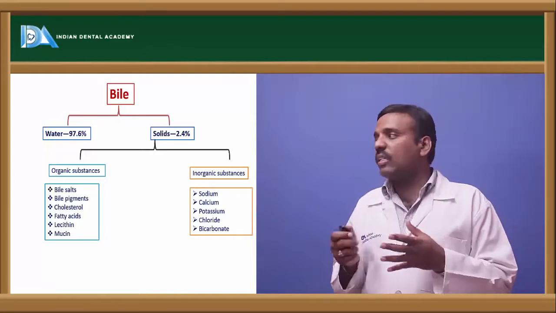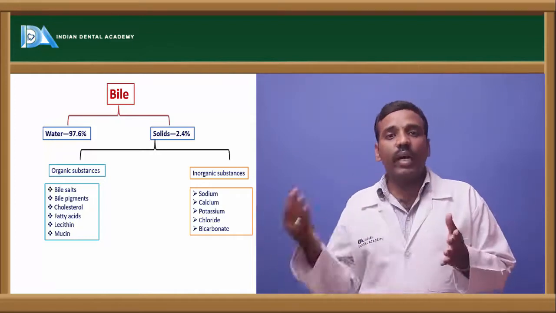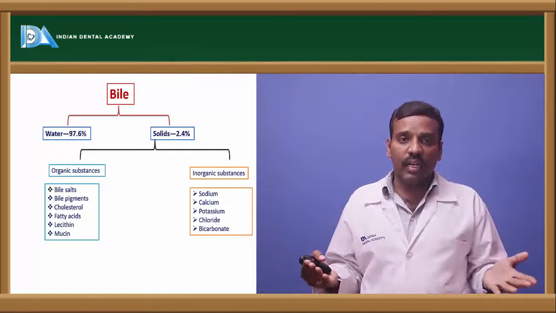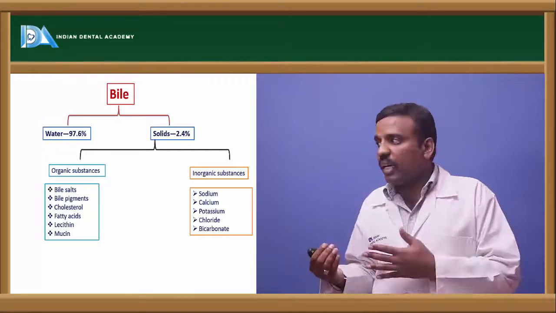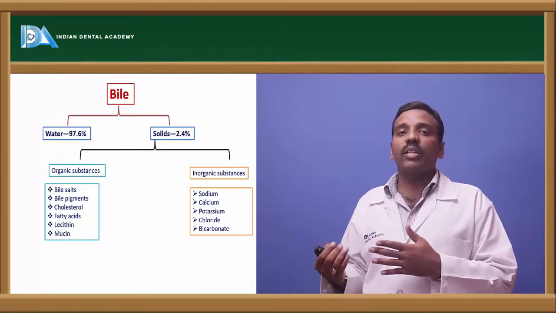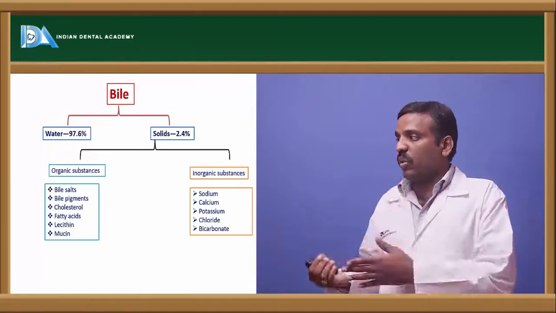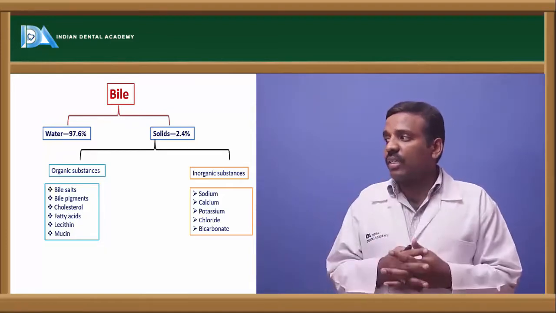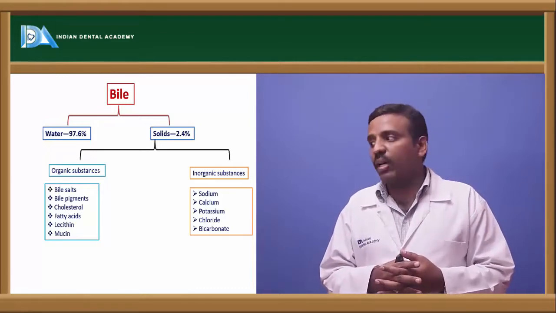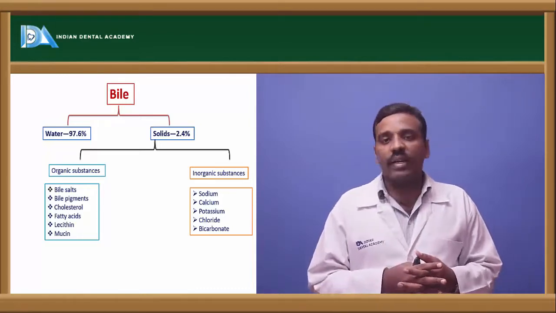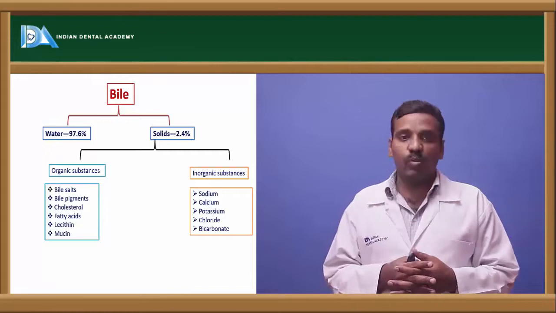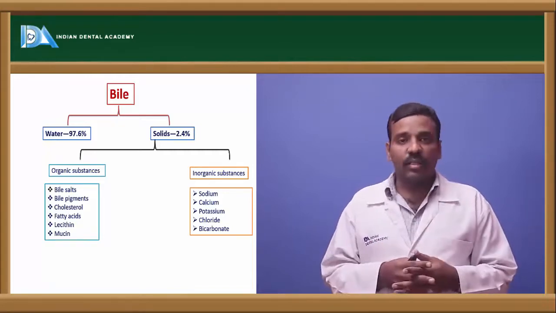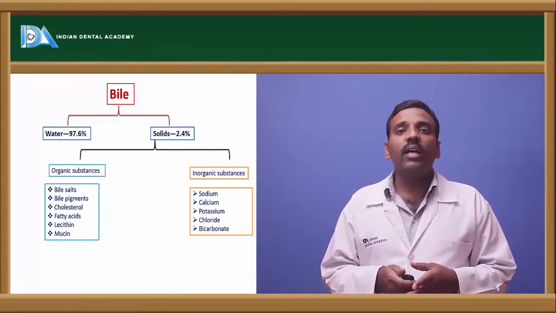Okay, the solids are again divided into inorganic components and organic components. The inorganic components are sodium, calcium, potassium chlorides, bicarbonates. Okay, and the organic substances like bile salts, bile pigments, cholesterol, fatty acid, lecithin, and mucin are present in the bile.